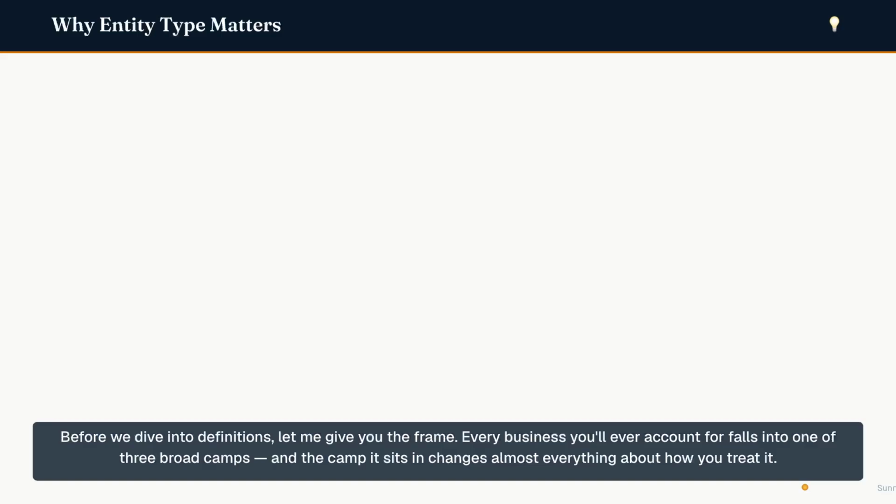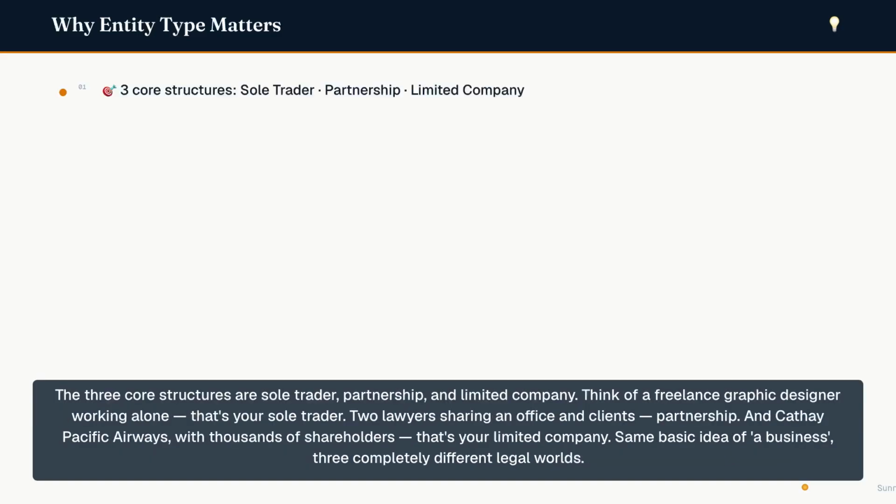Every business you'll ever account for falls into one of 3 broad camps, and the camp it sits in changes almost everything about how you treat it. The 3 core structures are sole trader, partnership, and limited company. Think of a freelance graphic designer working alone. That's your sole trader. 2 lawyers sharing an office and clients, partnership. And Cathay Pacific Airways, with thousands of shareholders, that's your limited company. Same basic idea of a business, 3 completely different legal worlds.